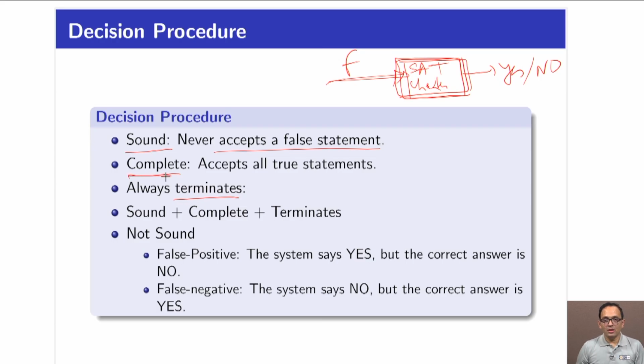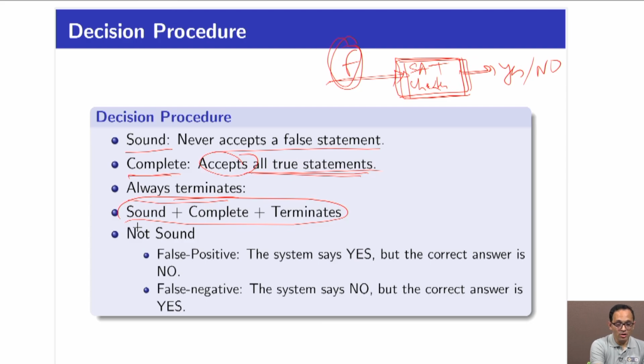And complete is what? In propositional logic there are infinitely many possible formulas. If you give any formula, the algorithm can give you the correct yes or no answer, whether the formula is satisfiable or not. It can give the correct answer for all possible scenarios. All true statements it will accept. And terminating means it does not go on infinitely; it should complete the decision within finite time. So, usually we try to identify a method which is sound, complete, and always terminates in finite time.